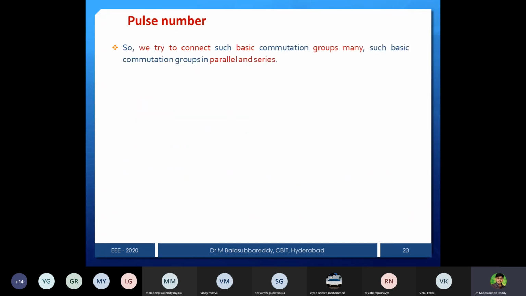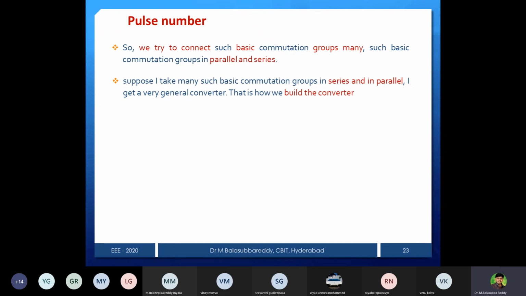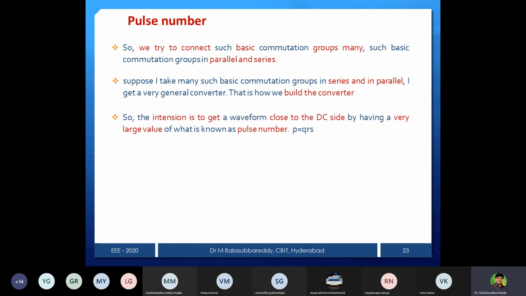And so we try to connect many such basic commutation groups. I represented it diagrammatically: one basic commutation group consisting of q number of valves. Such commutation groups are connected in series and parallel to get better operation. Suppose I take many such basic commutation groups in series and parallel to get a very general converter. By using this configuration, the intention is to get close to the desired DC side voltage, which is also very large for such pulse numbers.